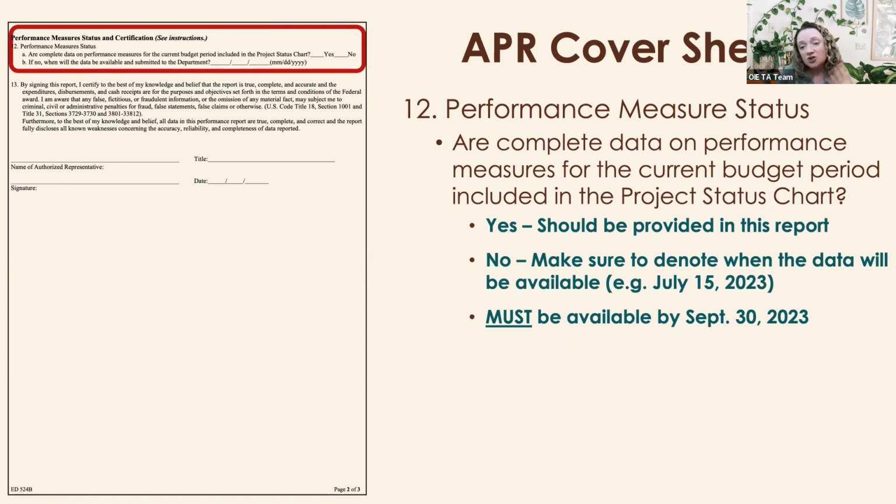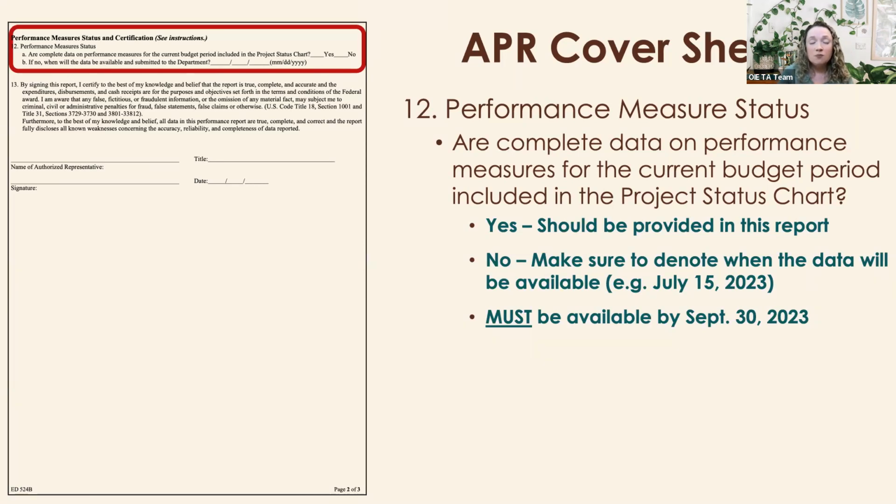If you are not, which is very often the case because you're only about 6 months through the grant year, then you mark no, and you have to give a date by which the data will be available. If you have a specific date that you know it'll be available, that's fine, but just know that it has to be available by the last day of the grant year, which would be September 30th, 2023. So you can also always use that date. So just keep in mind that if there are any portions of Section A that you do not have complete data for yet, that's okay, but you have to make sure and mark no here.